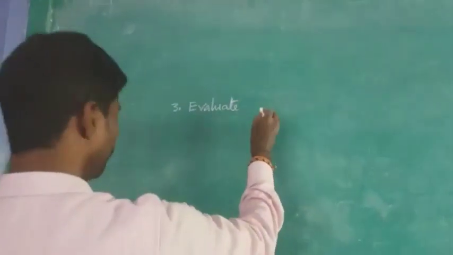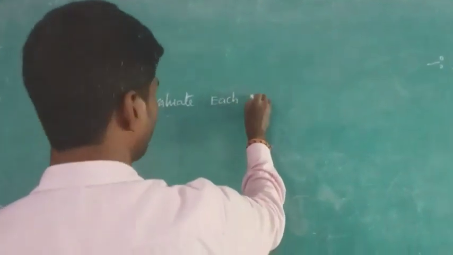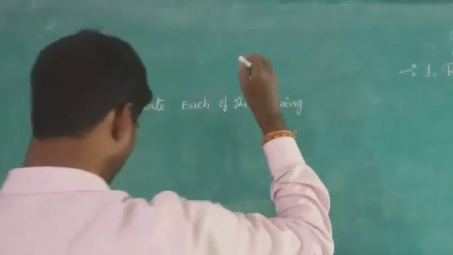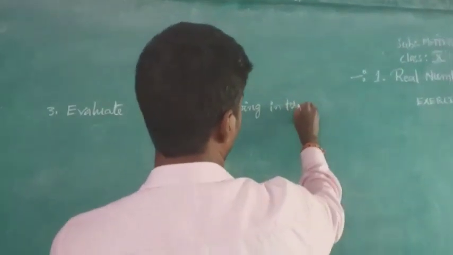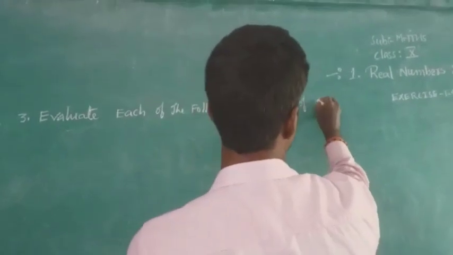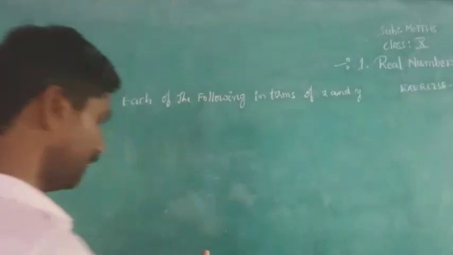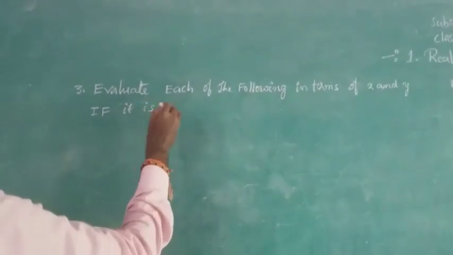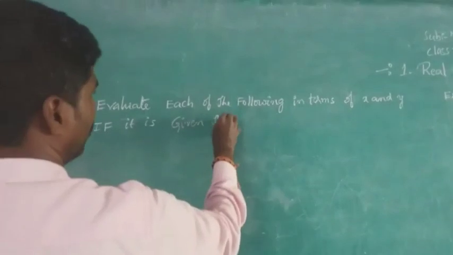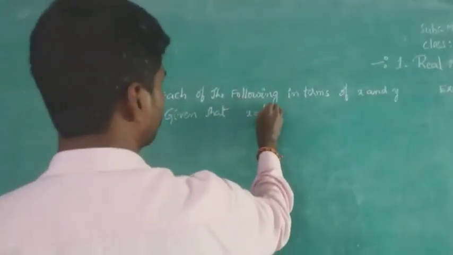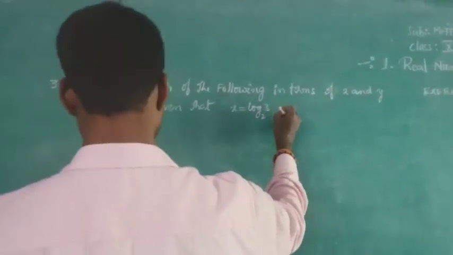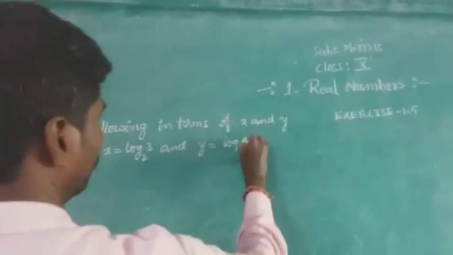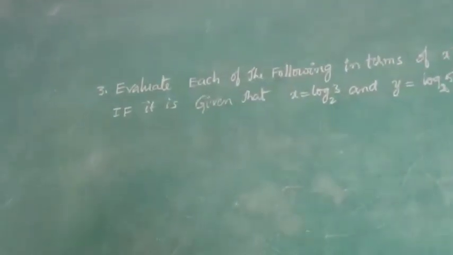Evaluate each of the following in terms of x and y, if it is given that x is equal to log base 2 of 3 and y is equal to log base 2 of 5. So total 4 are there.